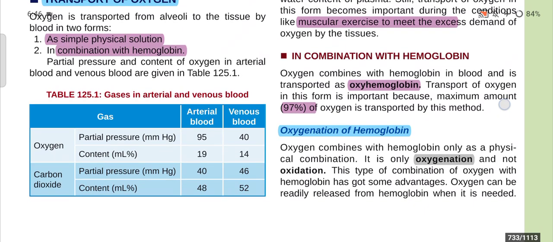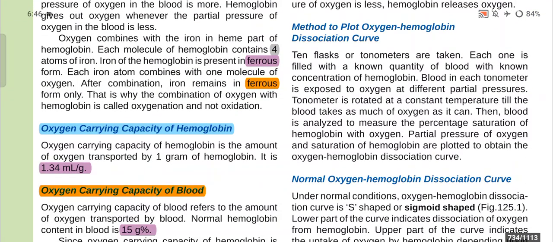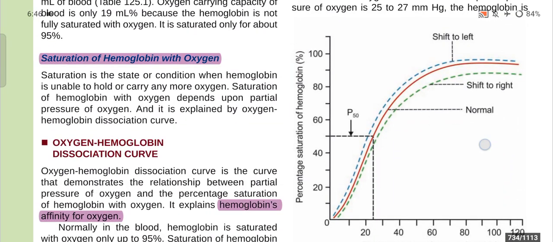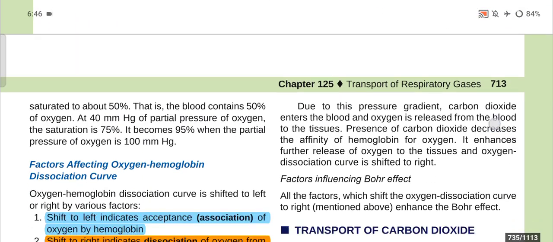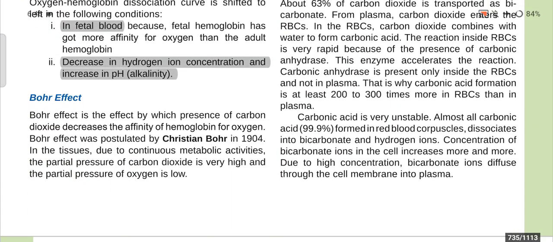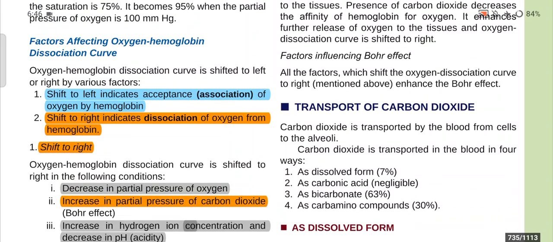First of all, oxygenation of hemoglobin, then we have discussed the oxygen carrying capacity of hemoglobin, then saturation, then the oxygen hemoglobin dissociation curve and the factors that affect it, and then we have discussed the Bohr effect. So these are our today's topics.